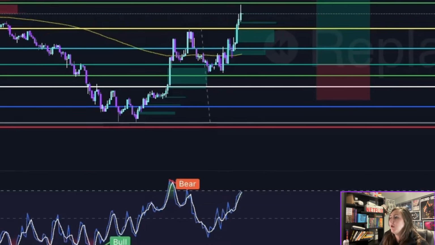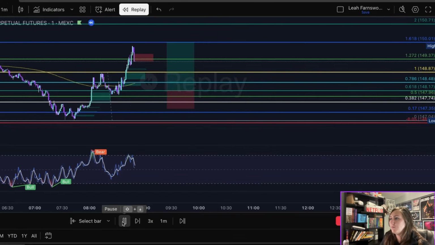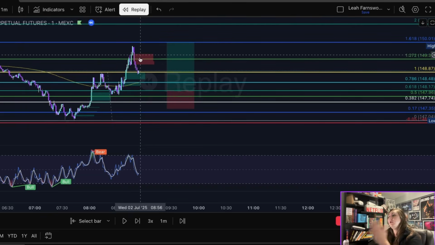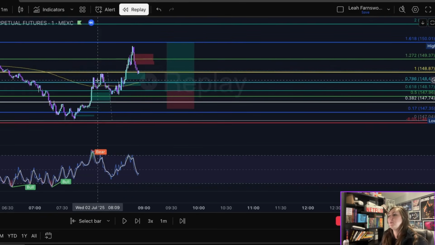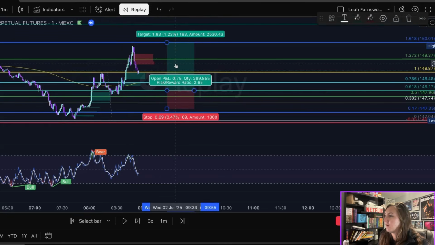I missed this one. But here's trade number 1, right up to our 1.272, almost hit our 1.618. And here is the second trade, right? So me hopping on late, here's me grabbing the second trade here. So our first trade would have come up, hit our take profit.